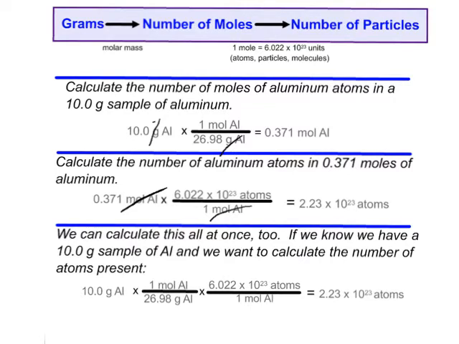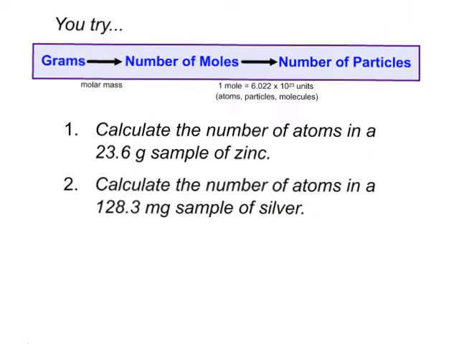Now, we can also calculate this all in one fell swoop as follows. We can start with the grams. 10 grams of aluminum, multiply by the molar mass conversion unit, multiply by Avogadro's number conversion unit, and we will get the same number, 2.23 times 10 to the 23rd atoms.